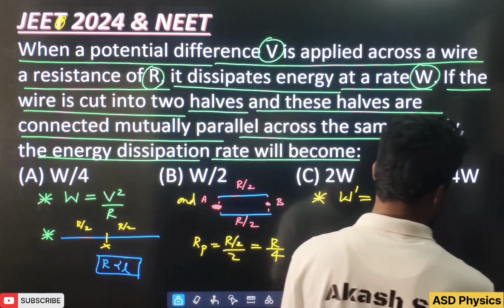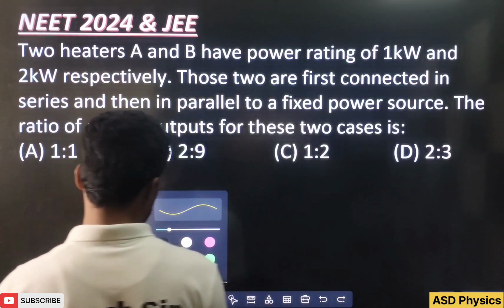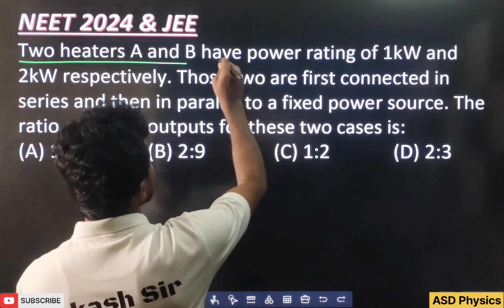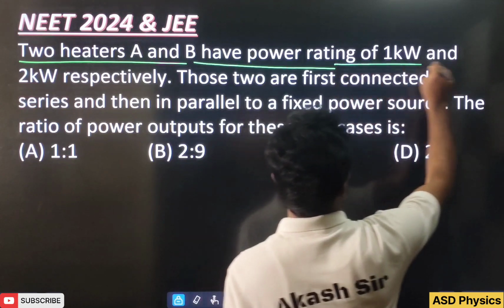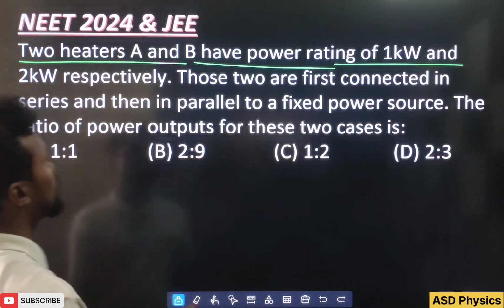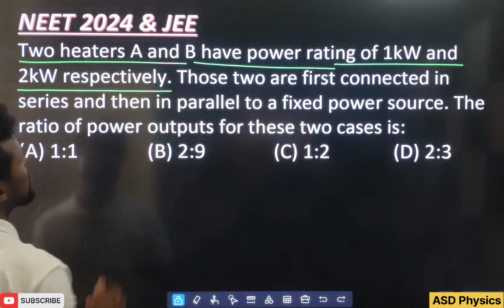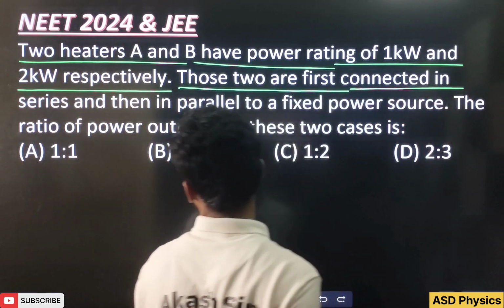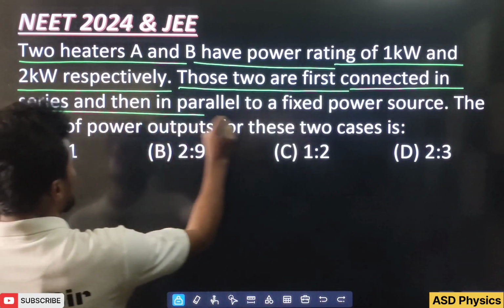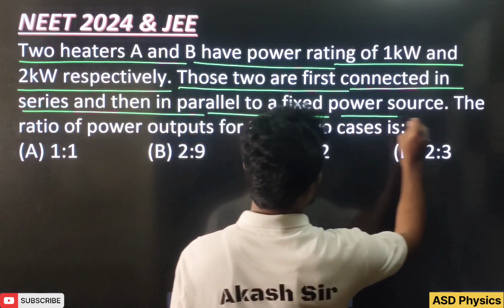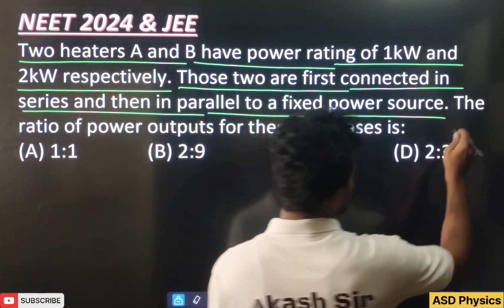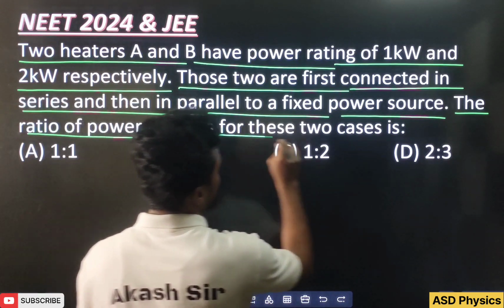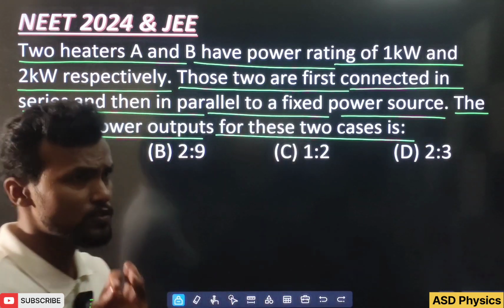Very easy. Now the NEET 2024 question. Two heaters A and B have power ratings of 1 kilowatt and 2 kilowatt respectively. Those two are first connected in series and then in parallel to a fixed power supply. The ratio of power outputs of these two cases is how much?